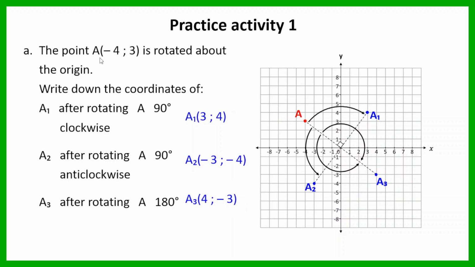The next example, A was (-4, 3). When we rotated 180 degrees, it became (4, -3). So they both changed sign. If it was negative, it became positive. If it was positive, it became negative.